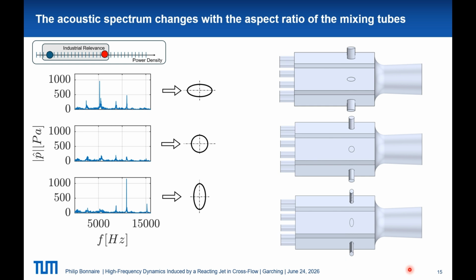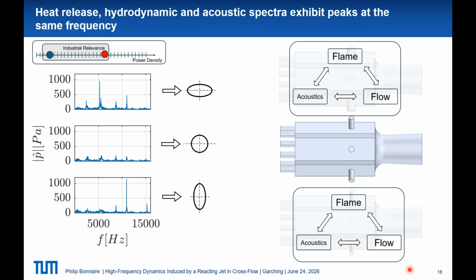And for those two cases where we observed thermoacoustic instabilities, we could also observe that the flame, in particular the global heat release, the flow, the hydrodynamics, so for example velocity fluctuations and also vorticity fluctuations, and the acoustics always had peaks at the same frequency.